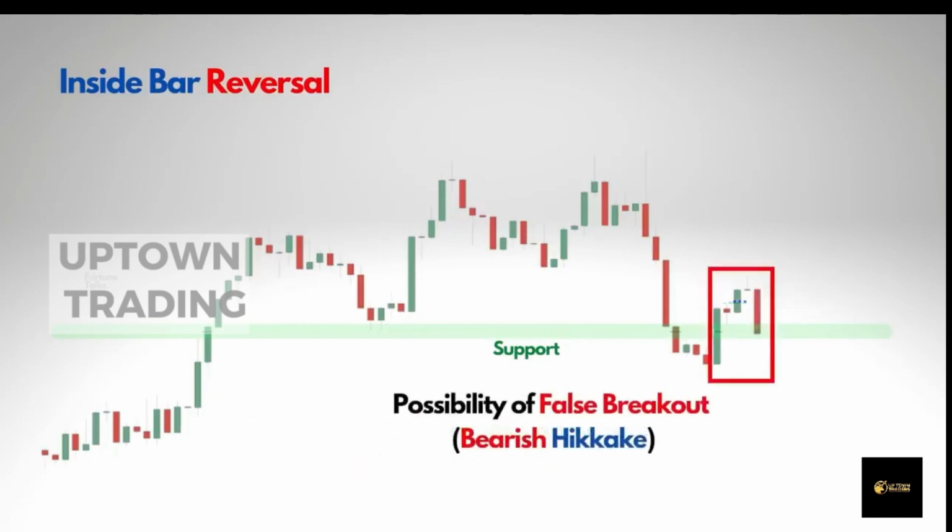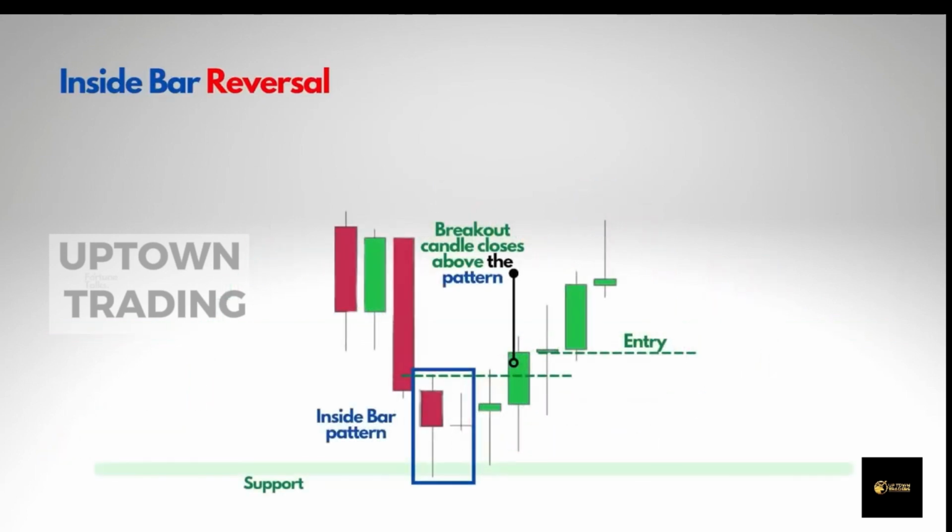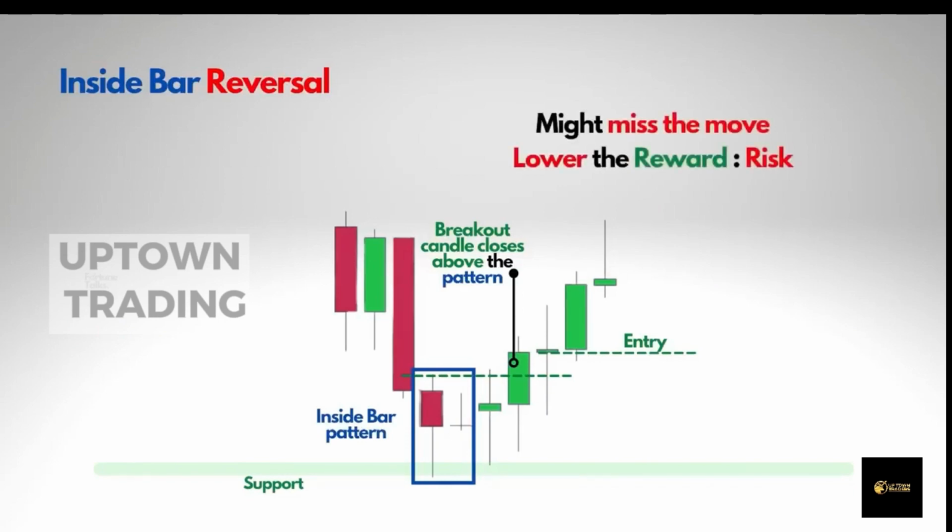But on the downside, there is a possibility of a false breakout due to a bearish Hikkake pattern, as we have learned earlier. You can avoid this trap by taking on a more conservative approach. You can wait for the breakout candle to close and enter on the very next candle if the breakout candle managed to close above the reversal candle high. Now again, in this scenario, you risk missing a big move, or sometimes it can lower your reward to risk potential. So clearly, there is no right or wrong answer to it. So you have to find a trade entry which suits you best.